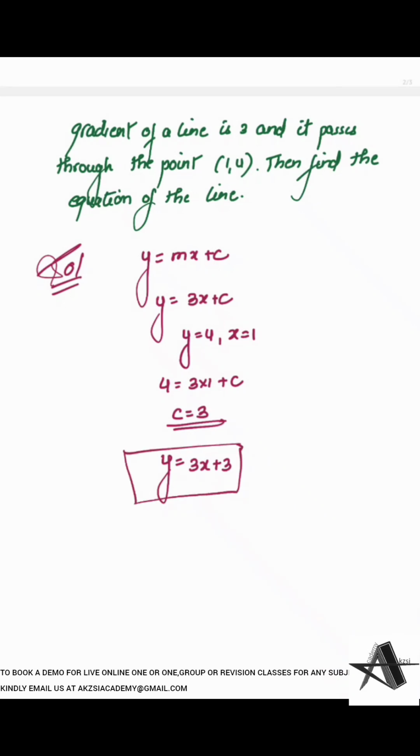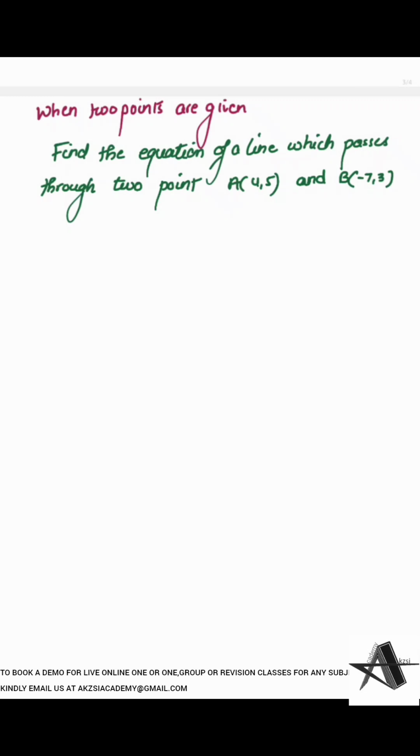So this is when a gradient and a point are given. What if you have 2 points given? In that case, we'll do it when 2 points are given to you.